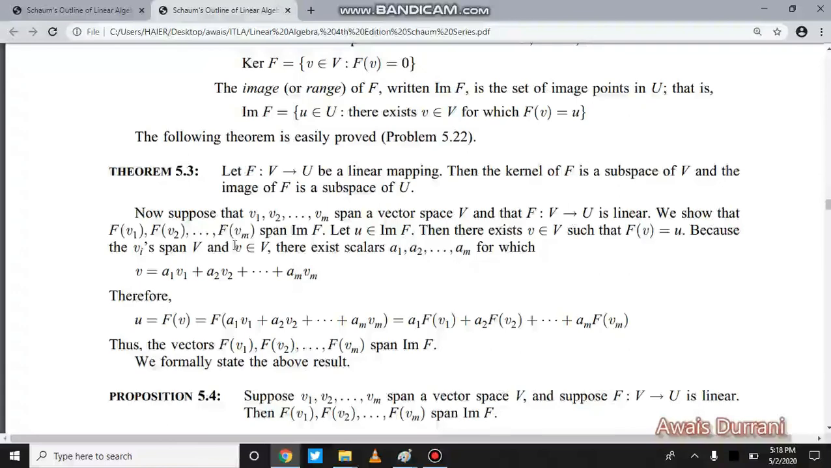Consequently we claim that the vectors f(v1), f(v2) up to f(vm) span the whole set, the image of F. This was our proof. Thank you so much, and the rest we will be studying in our online class.